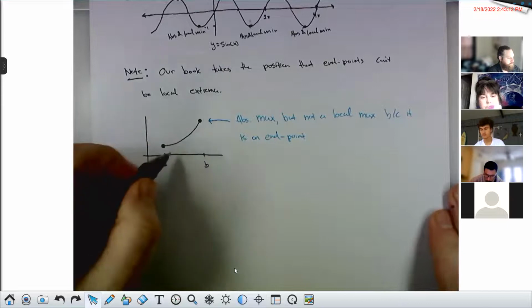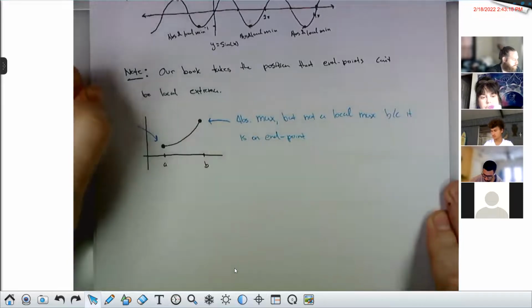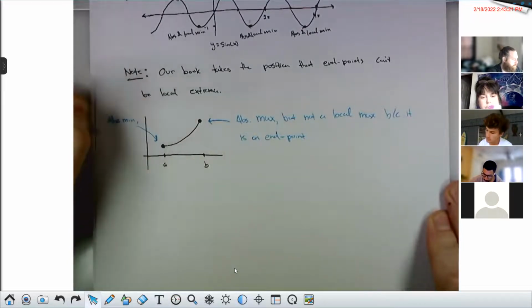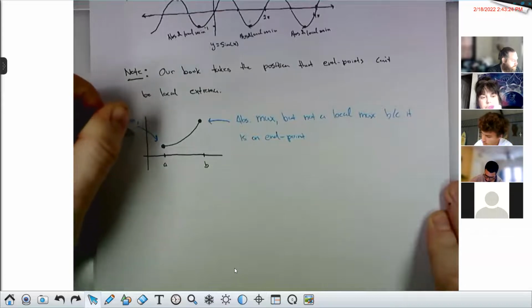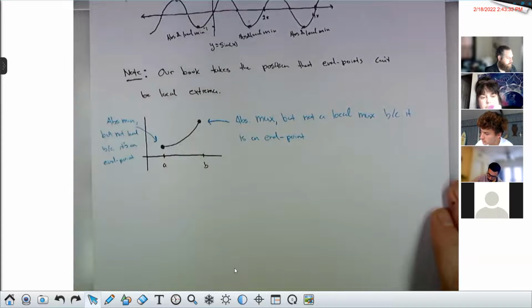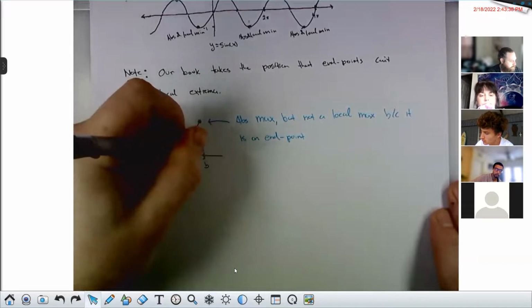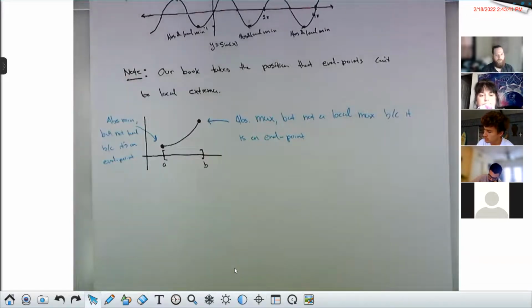So I drew both of these with closed points, and I did that on purpose. We can add the note over here. This would be an abs min, but not local because it's an endpoint. So the idea is that the domain of this function is the closed interval from A to B. And because I cannot compare this max value with the value of the function anywhere to the right of B, I can't really proclaim it to be local because there is no open interval centered at B where I can play that game.